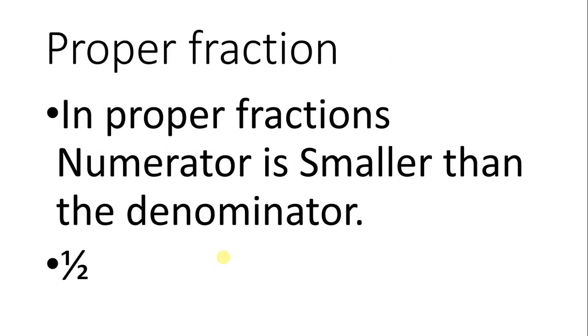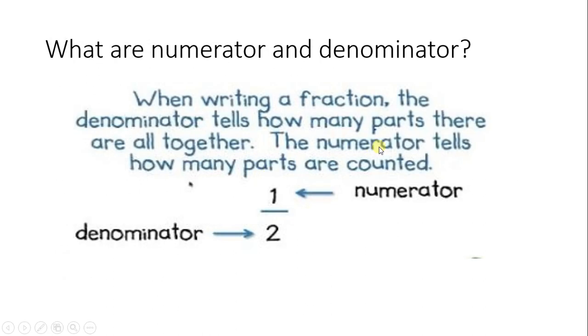In a proper fraction, the numerator is smaller than the denominator. But here is the question: what are the numerator and denominator? The upper part of the fraction is called the numerator, while the bottom part of the fraction is the denominator. The numerator represents how many parts of the whole are being considered, while the denominator represents the total number of parts created from the whole.